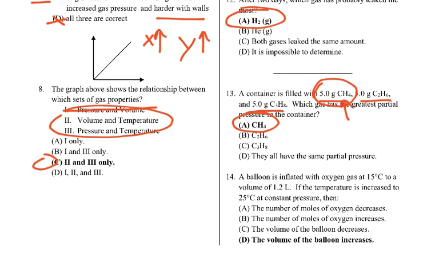Number 14, a balloon is inflated with oxygen gas at 15 degrees to a volume of 1.2. If the temperature is increased to 25 at constant pressure, then what's going to happen? Okay, well, 15 and 25, if we actually want a number, we're going to change those to Kelvin, but we're just kind of doing a general idea here.